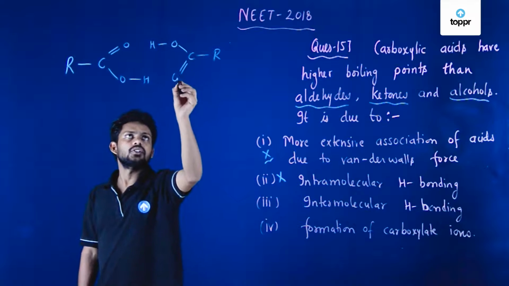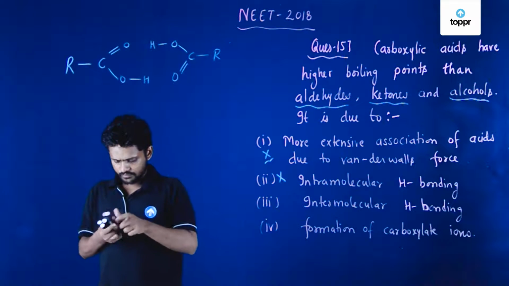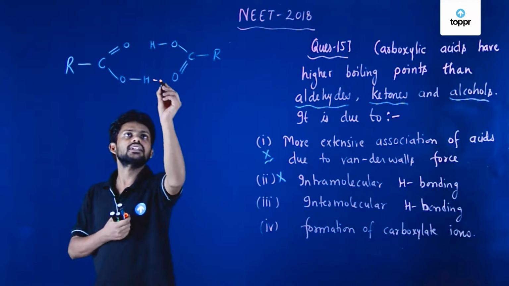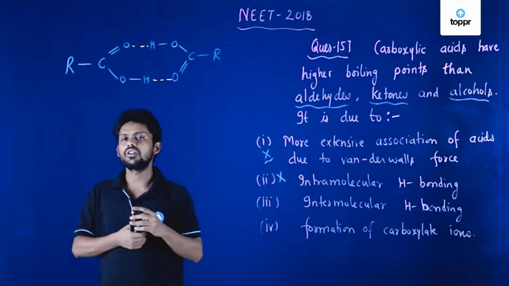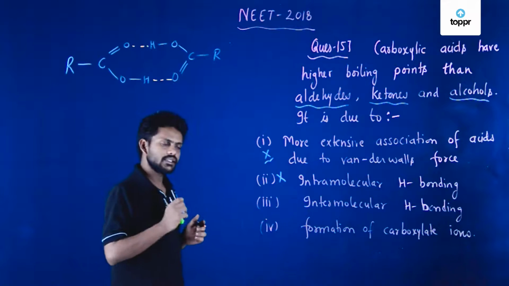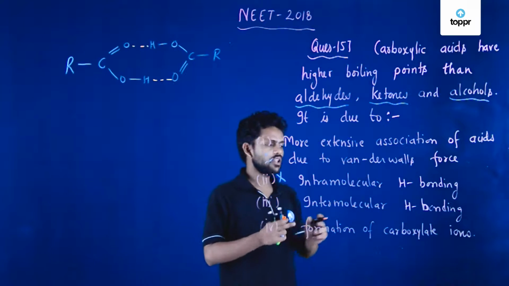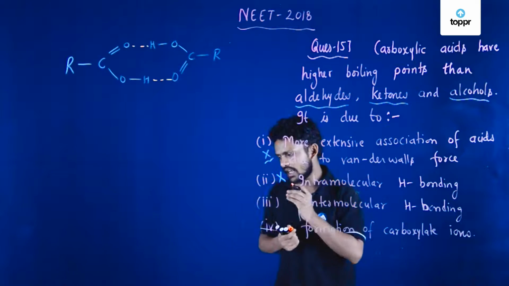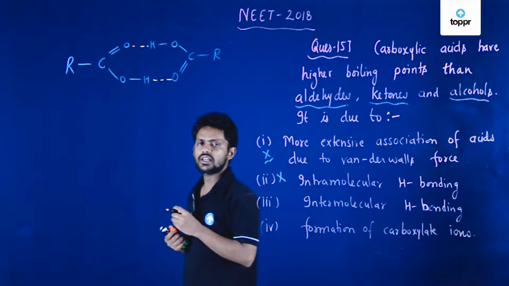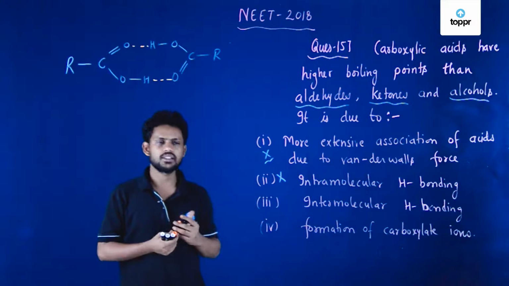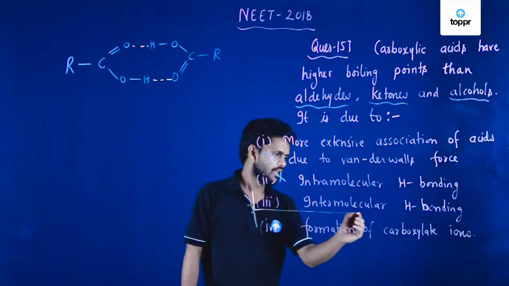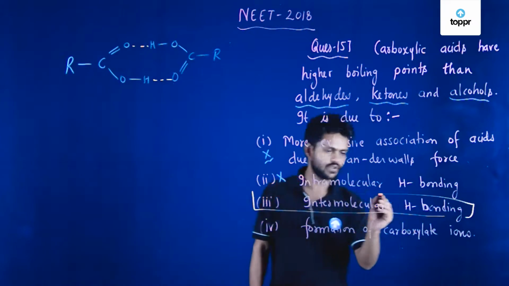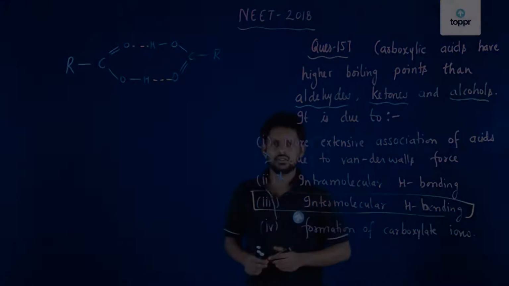Look here, there is this hydrogen bond and this hydrogen bond. So carboxylic acid exists as a dimer and intermolecular hydrogen bonding is operating between them, and at any place where intermolecular hydrogen bonding is there, boiling point will always increase. So option number 3 is the correct option for this question.